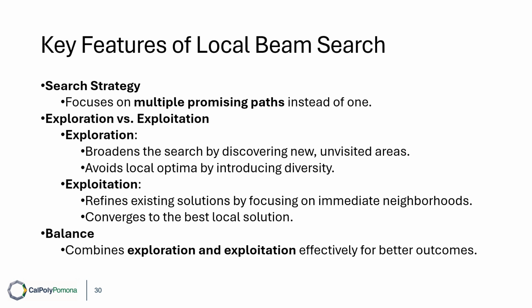For the key features of local beam search, for its search strategy, it focuses on multiple promising paths instead of one. For exploration, it broadens the search by discovering new and unvisited areas and avoids local optima by introducing diversity. For exploitation, it refines existing solutions by focusing on immediate neighborhoods, and it converges to the best local solution. Local beam search combines exploration and exploitation effectively for better outcomes.